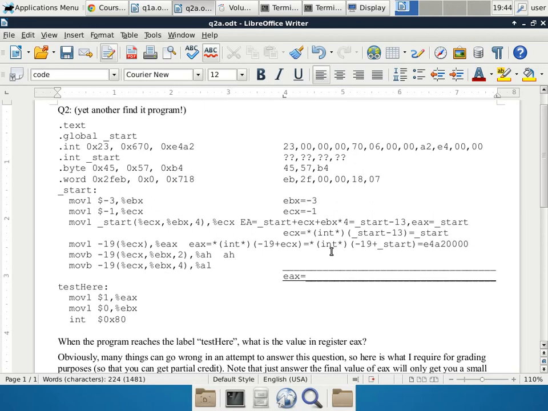_start is a memory location, and that memory location is right here. So this location becomes _start-1, _start-2, and so on. This location here is _start-13, and this location is _start-9.